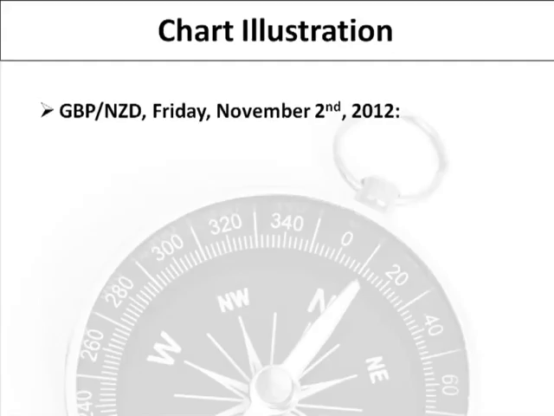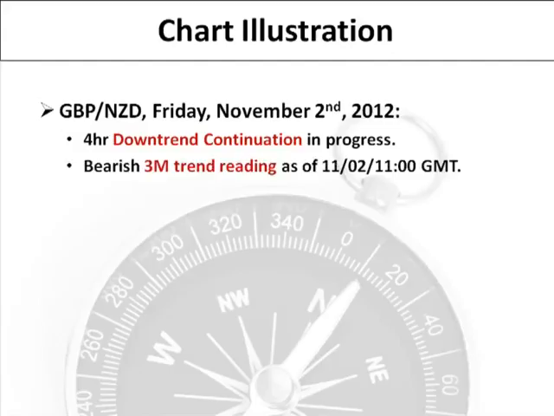And to that extent, I think it's useful to look at this chart because we had a 4-hour downtrend continuation in progress, and that represents the market flow analysis piece that you have to do. You can't just react to indicator signals. That's not a wise approach. Then in the aftermath of the 4-hour correction, we get a bearish, I call it a 3M.